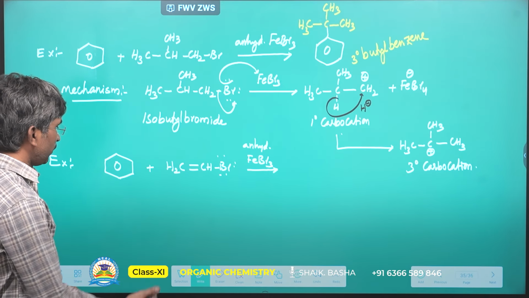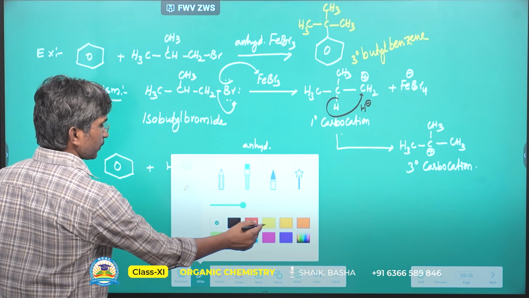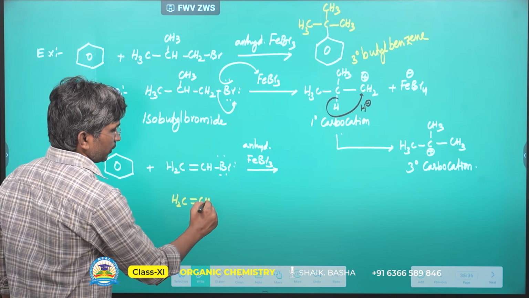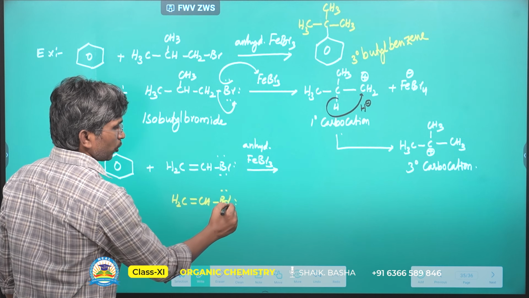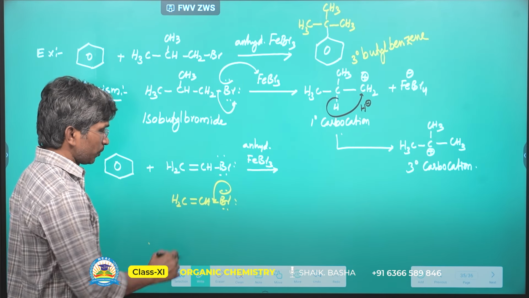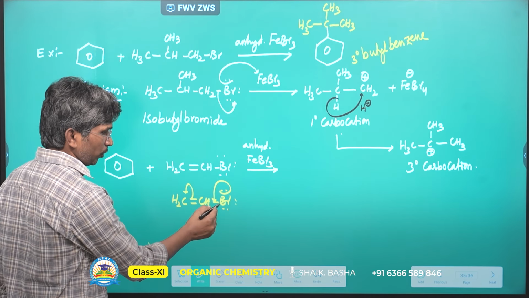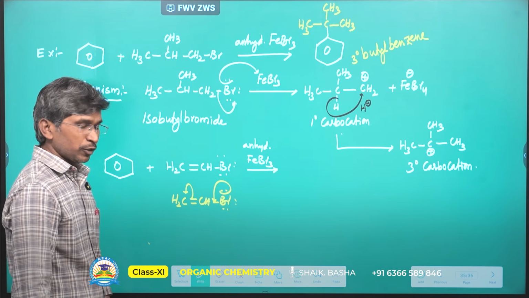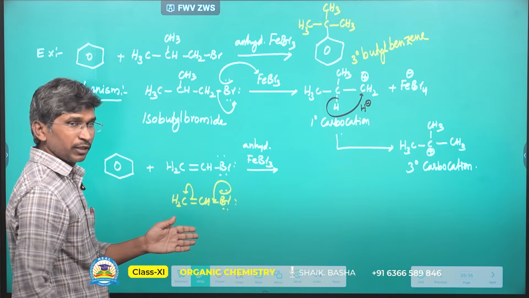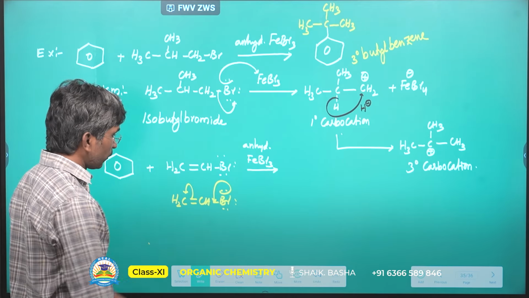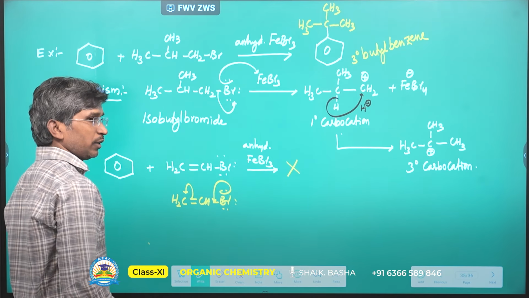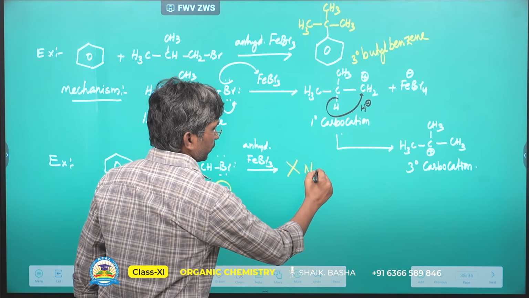In this case, whenever you observe this one, H2C double bond CHBr, bromine is having lone pair of electrons. The lone pair of electrons is in conjugation with the double bond. So that's why we can't break the bond between the double bond carbon and bromine. Because of conjugation, partial double bond character is developed between the carbon and bromine. That's why electrophile formation is very difficult. That's why this reaction is not possible. Okay, not possible.